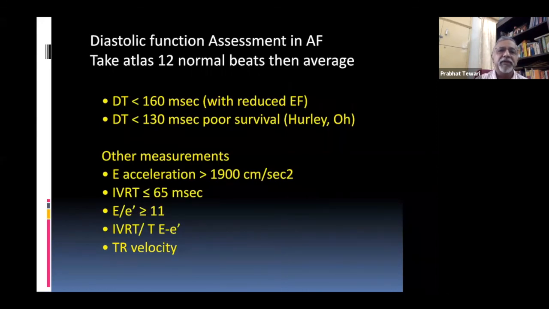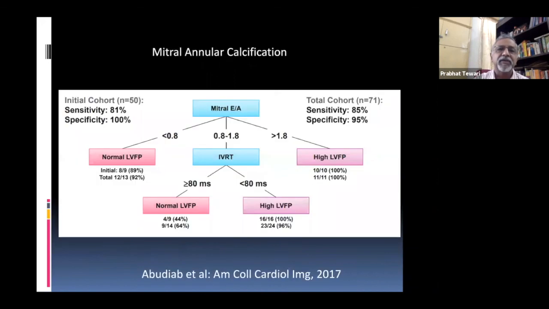Well, if there is atrial fibrillation, then we look into the deceleration time, because they are all moving a lot. And if you are looking into the mitral inflow velocity, look at at least 12 beats, and then you measure. Otherwise, these are the parameters, and these are the other parameters which we are supposed to look into. If there is mitral annular calcification, then E upon E prime becomes difficult. Then we are actually looking into the IVRT, means the relaxation time, and it's a ratio with the E wave velocity duration time, and also the difference between E and E prime velocities.